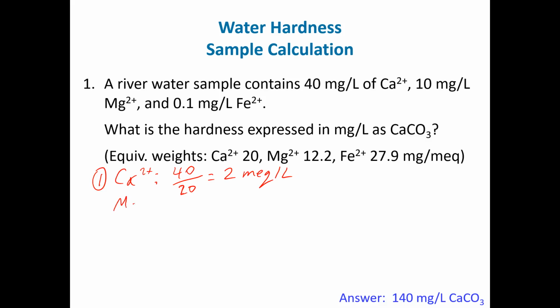Okay, magnesium. We have 10 milligrams per liter divided by 12.2. That one I cannot do in my head, so I'll have to grab my calculator for that one. So 10 divided by 12.2 is 0.82.